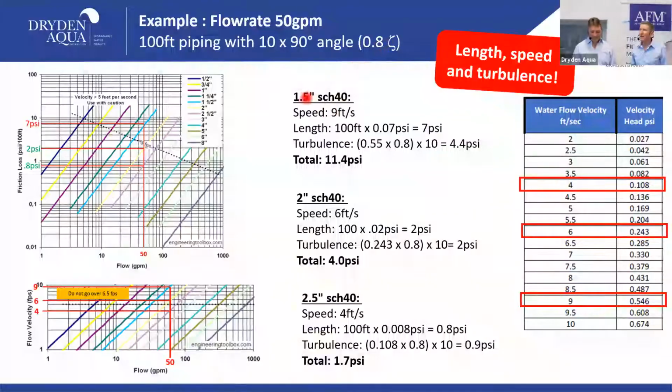So if we have a 1.5 inch pipe, then we can go back to this schedule. It will tell us that we have 9 feet per second velocity, which you see here. And then for the resistance, or the friction loss in the pipework, we choose this graph here. We have 7 psi. That's always calculated on 100 feet. So 7 psi. This is the pipe. Now we add the fittings, and the fittings are calculated using, again, this graph over here. We have a speed of 9, which gives us this resistance here, 0.5. Times 0.8, which is the coefficient, times 10, because we're using 10 of these angles, gives us 4.4.